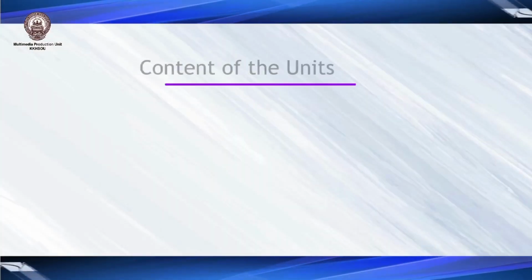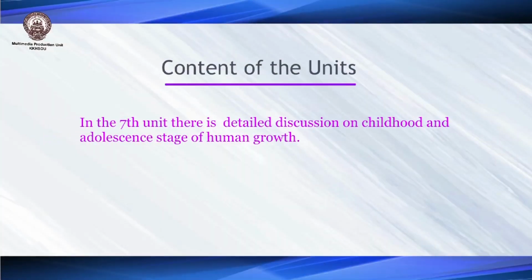When we talk about stages of development, as I told you earlier, it starts from the prenatal stage and then goes on to old age at the last stage. In the seventh unit, there is a detailed discussion on childhood and adolescence.